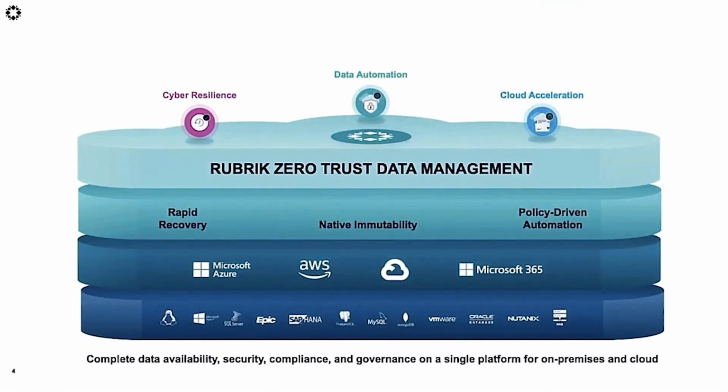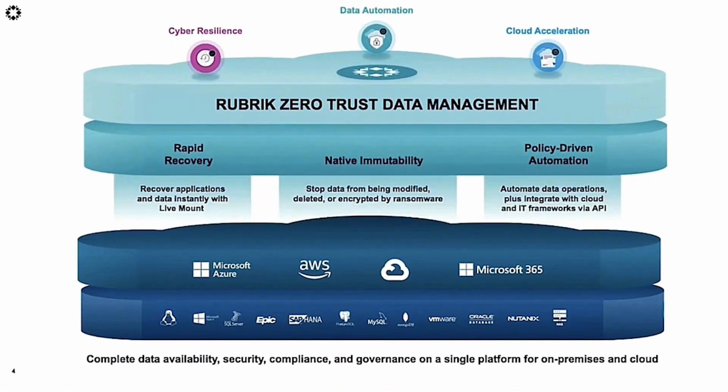So let's talk about what we call zero trust data management, which is Rubrik's platform. We start again with that automated driven policy where we are automatically protecting workloads and layering on security tools. But we also offer rapid recovery where we can shrink RTOs down to sub 1 minute and quickly recover multiple different types of workload. And then we wrap around that with a native immutability where we can stop data from being modified, deleted, encrypted by ransomware.